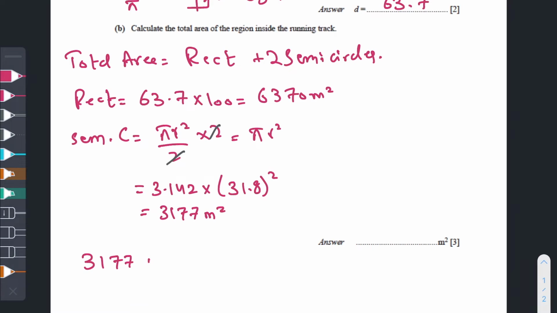So you add 3177, that's the area of the two semicircles, plus 6370. When we add these two areas, 3177 plus 6370 gives you 9547 meters squared. That's the area of the whole shape. You round it off to three significant figures, so the answer becomes 9550 meters squared.